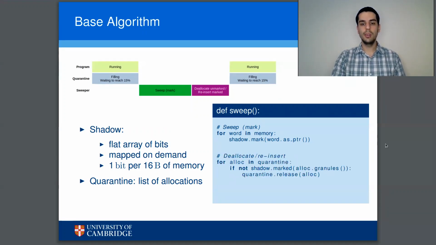In the second phase, we walk the quarantine list. For each allocation, we check if any of the granules of that allocation were targeted by pointers, or they're marked in the shadow space. If none of them are marked, then we can release the allocation. Otherwise, we will keep it in quarantine. Finally, we will clear the shadow space so that it doesn't take up space and it can be reused for the next sweep.